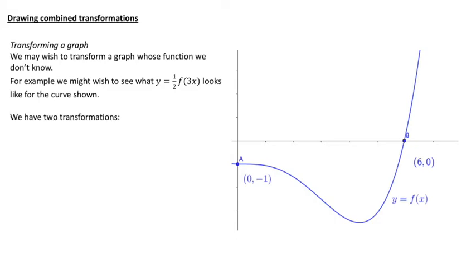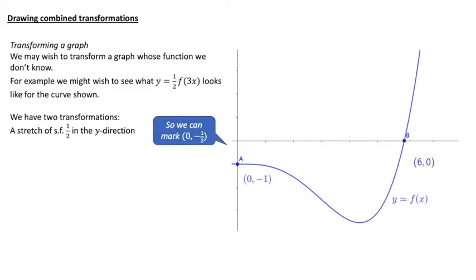So we've got two transformations. We've got a stretch of scale factor a half in the y direction. The half is outside the function, so it's in the y direction. And that means that for the point A, we can mark 0, minus a half, because that's halfway between A and the y equals 0 line, or the x-axis. The B will stay where it is, of course.